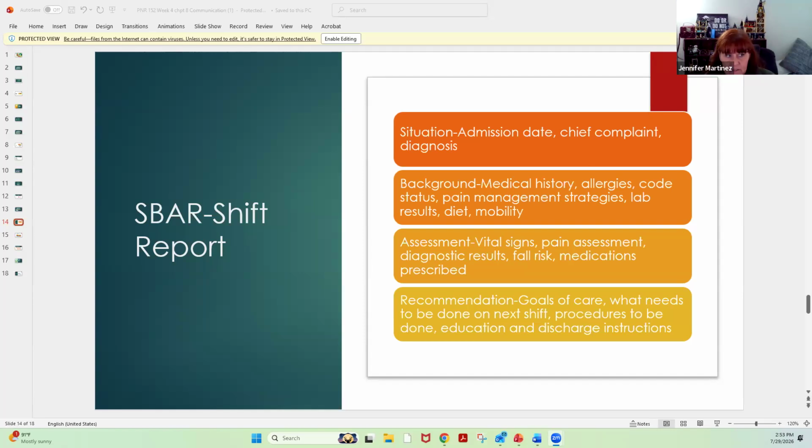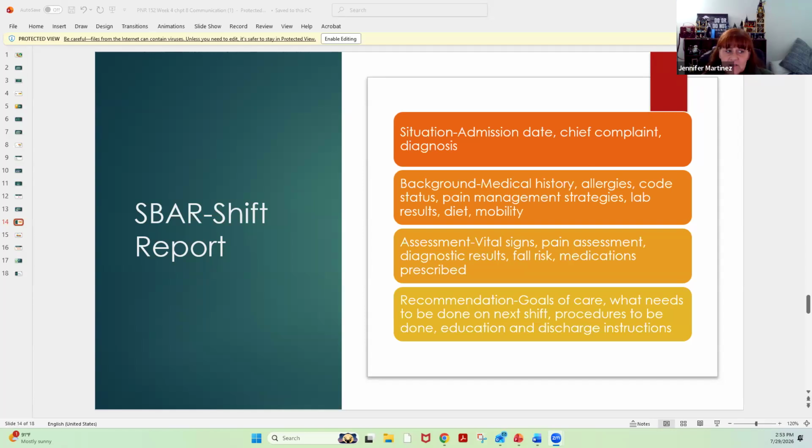Then we have background. All right. What's their medical history? Now you don't have to go back to birth. Okay. Just the things that are pertinent to the patient's care, their allergies, their code status, lab results. What did they eat and how did they eat? That's always a big one we need to pay attention to. And mobility. Do they transfer, or do they need a wheelchair, a walker, or are they bed bound?